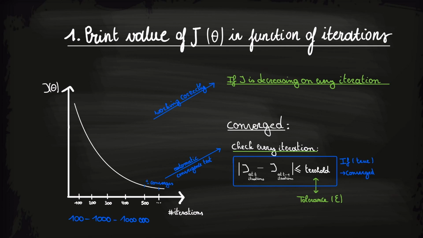The choice of the tolerance value depends on the specific problem, and it may require some experimentation to find a suitable value. Commonly used values for tolerance include 1 times 10 to the minus 3 and 1 times 10 to the minus 6, but the appropriate threshold may vary based on the scale and nature of the objective function.